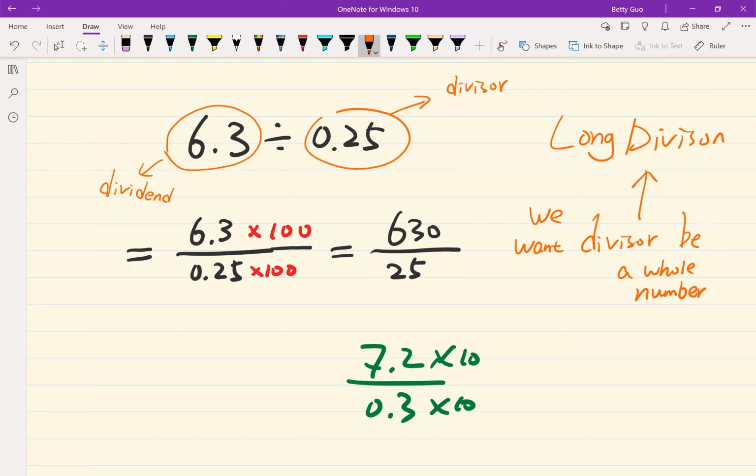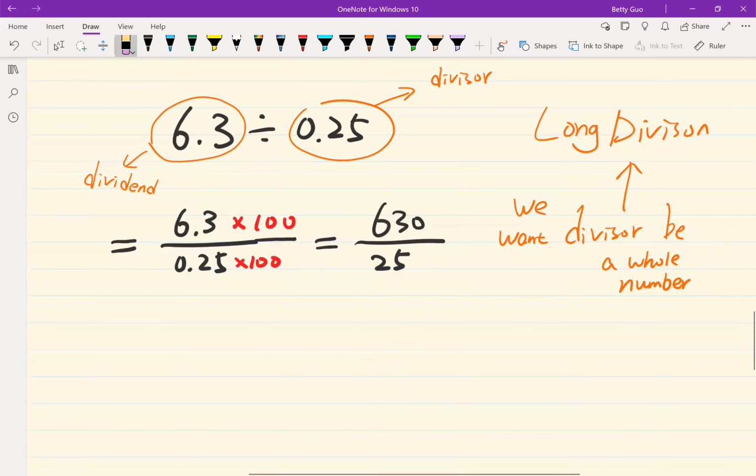Here we multiply by 100 because 0.25 has two digits to the right of the decimal point. That's why we multiply by 100. Of course, if you really want to multiply by 1,000 or 10,000, it will work. It's just that you give yourself trouble. Yeah, you want the smallest whole number. Is that clear? So now that we have the divisor as a whole number, we are ready to process the long division. Okay, let me show you how we process the long division.